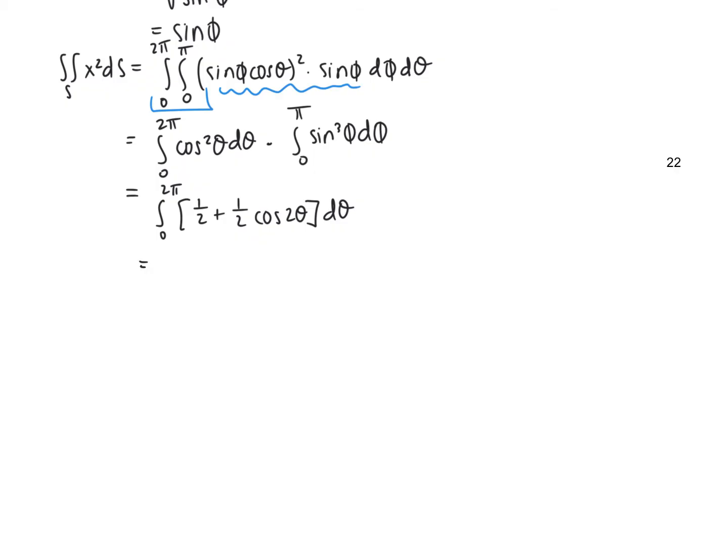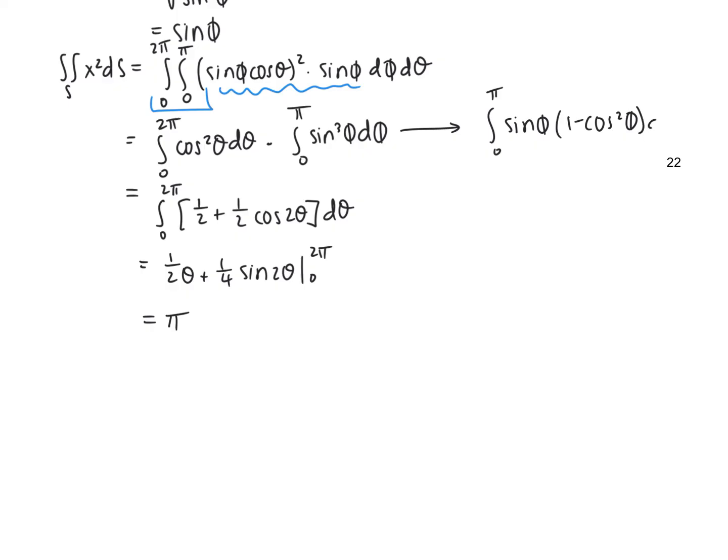So integrating then, this will give us 1/2 of theta add 1/4 sine of 2 theta from 0 to 2 pi, which gives us just plain old pi. And then this sine cubed, what I'm going to do is turn it into sine of phi multiplied by sine squared. But sine squared I can turn into 1 minus cosine squared.